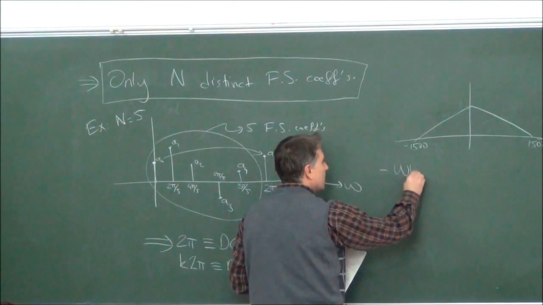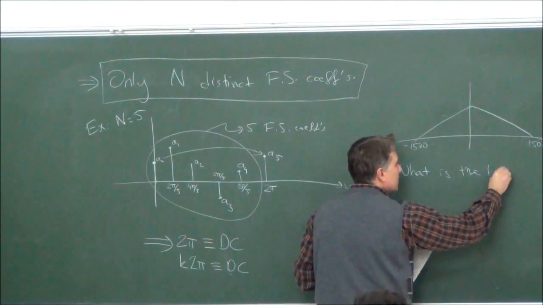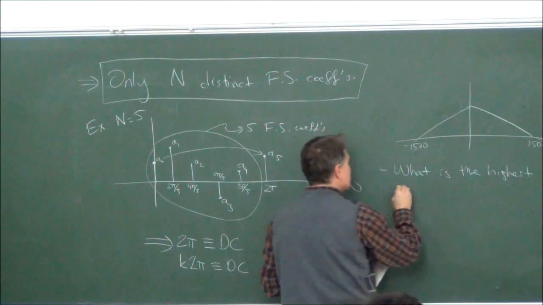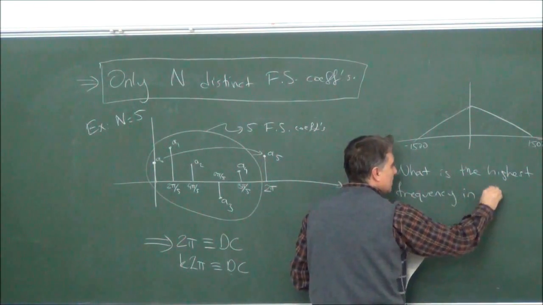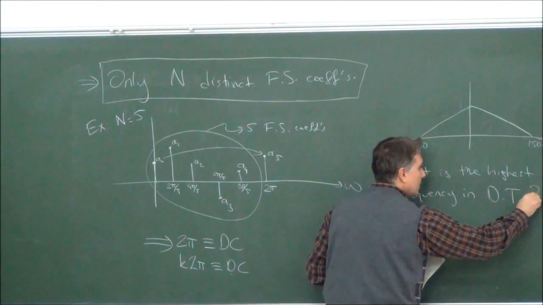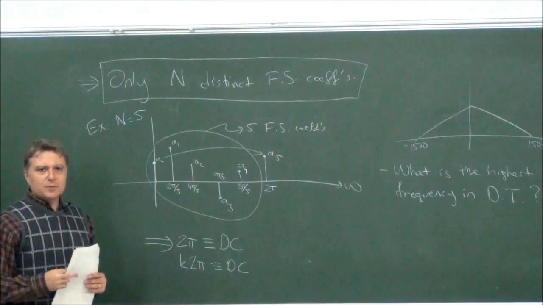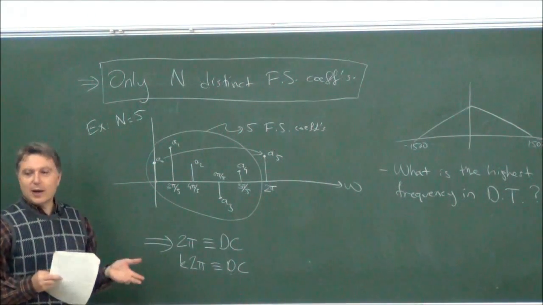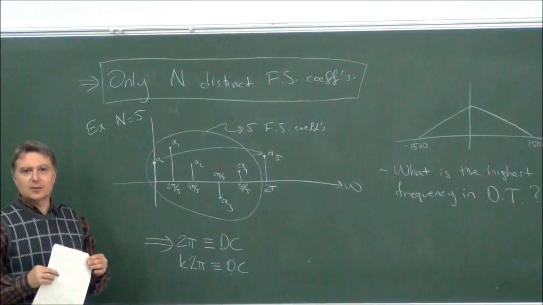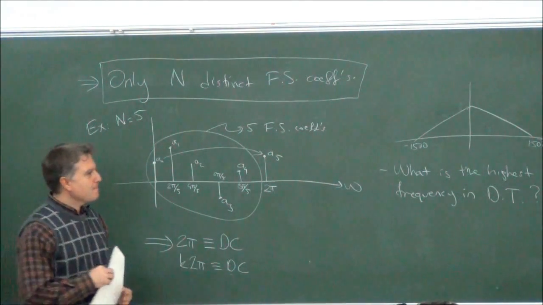Question is this: what is the highest frequency in discrete time? The lowest frequency in discrete time is 0, but it is also 2 pi, and it's also 4 pi, etc. So what is the highest frequency then? Pi. Yes.